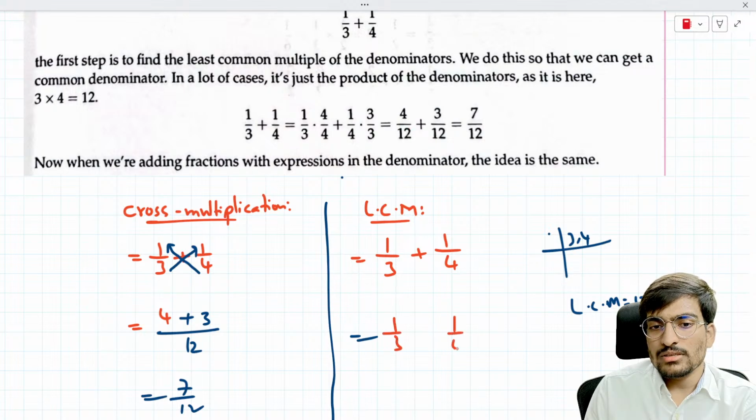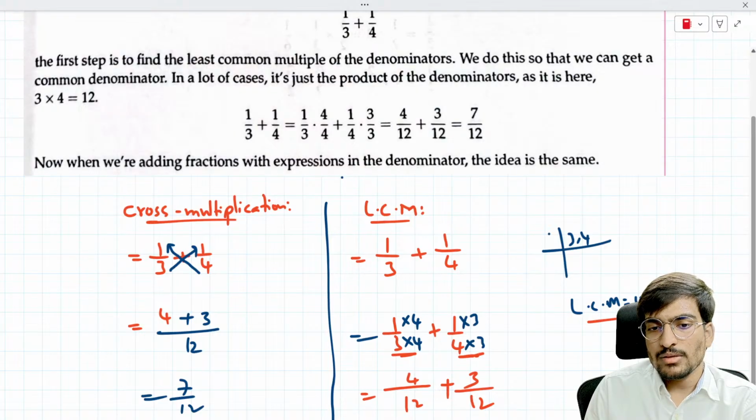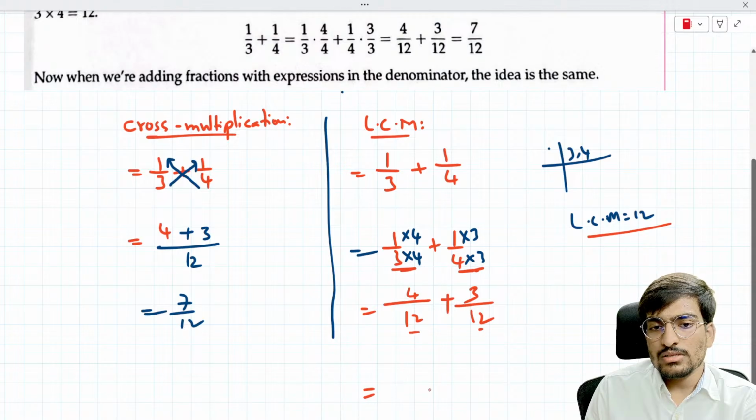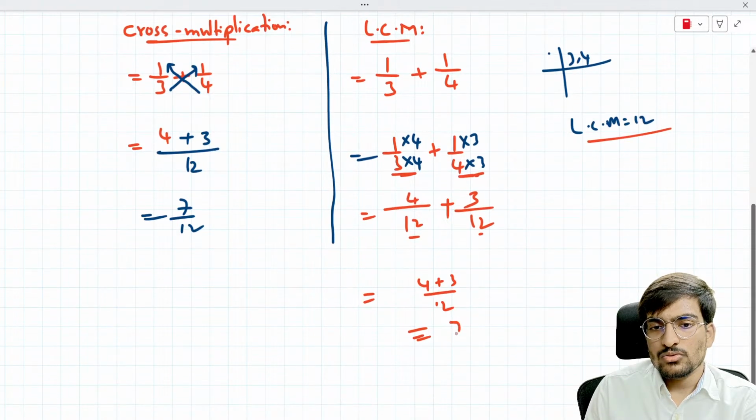1 by 3, 1 by 4. So you multiply with 4 and with 3. Whatever you multiply in the denominator, you need to do in the numerator as well, so that it will be balanced. So I did the same. I multiplied by 4 here so that it turns into LCM 12, and I multiplied by 3 here, so it turns into LCM 12. So here that equals 4 plus 3 by 12, the denominator being the same, which is 7 by 12.